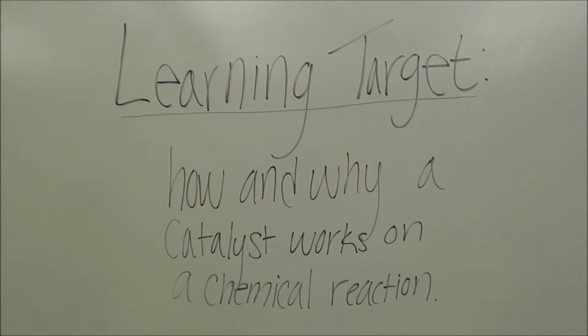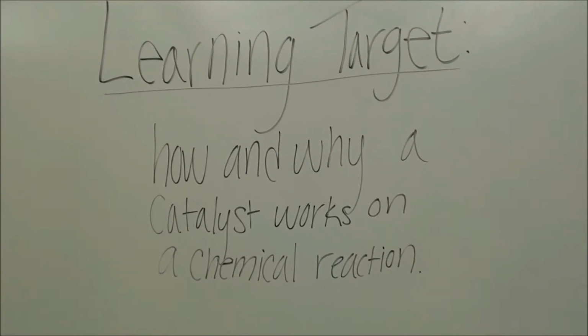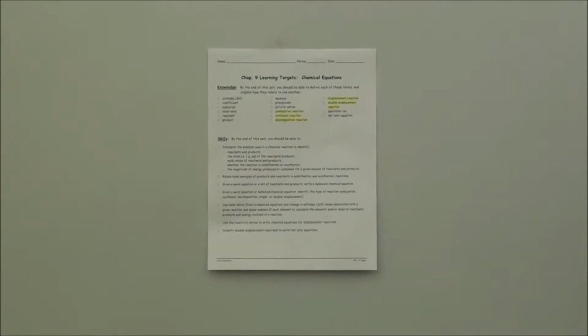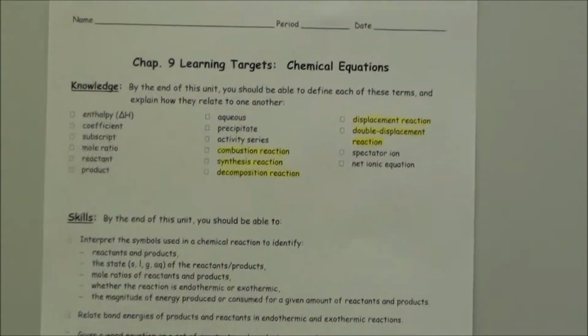Our learning target is a catalyst. By the end of this, you should have a brief understanding of how and why a catalyst works on a chemical reaction. This ties in with our Chapter 9 learning targets where we learn about various reactions. A catalyst can be used in any one of these reactions to speed up the reaction rate.